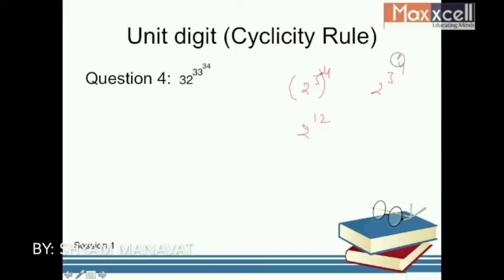So which is the topmost power? 4. So we need to simplify 3 to the power 4 first. What is 3 to the power 4? 81. So it is 2 to the power 81.